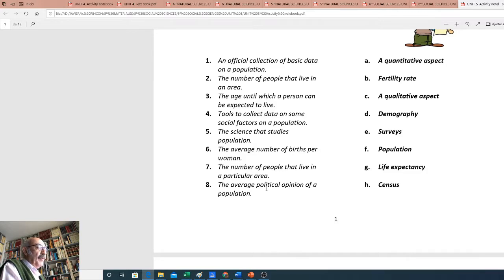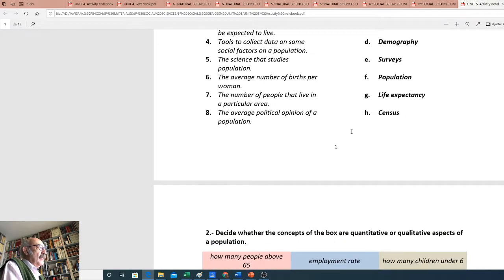Which is the party you agree with the most? Oh, left party, right party. This is a political opinion. This can't be answered with a number, but with a concept, with an idea. Good. And this is C, a qualitative aspect. Okay, I think this is easy to understand.